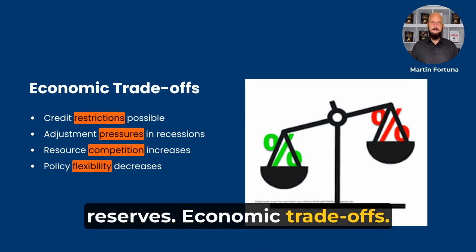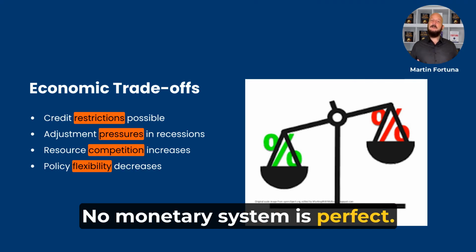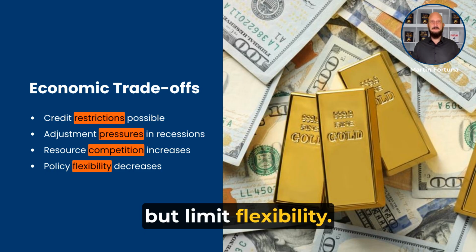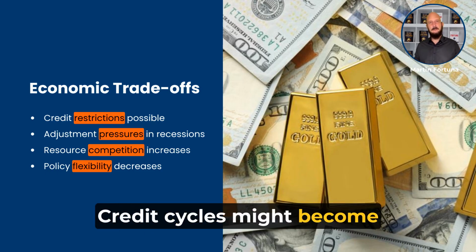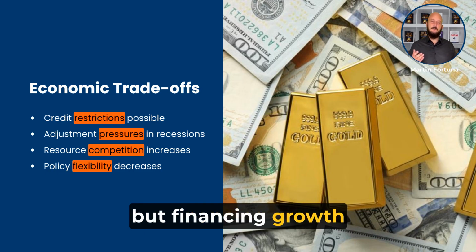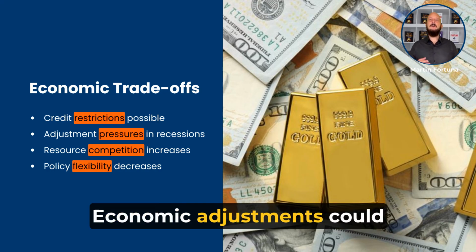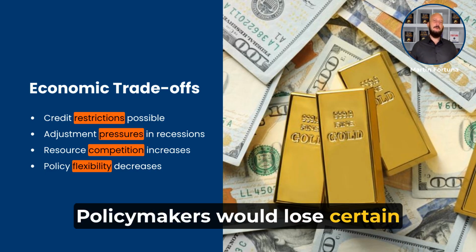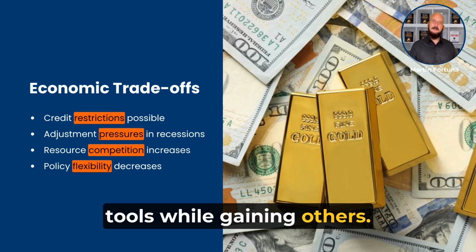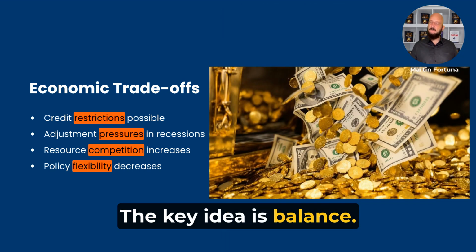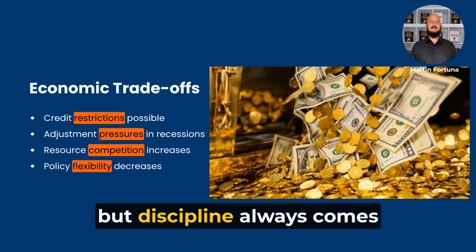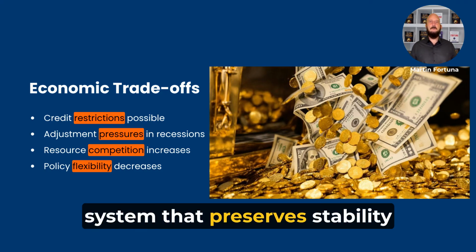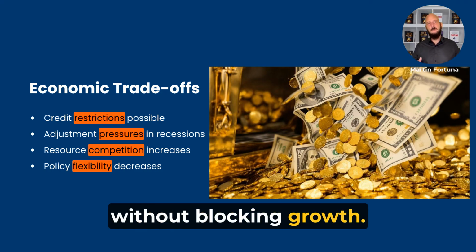Economic trade-offs. No monetary system is perfect. A stronger gold role could reduce inflation risks but limit flexibility. Credit cycles might become less extreme, but financing growth could be harder. Economic adjustments could become slower and more visible. Policymakers would lose certain tools while gaining others. The key idea is balance. Gold introduces discipline, but discipline always comes with constraints. The challenge is finding a system that preserves stability without blocking growth.